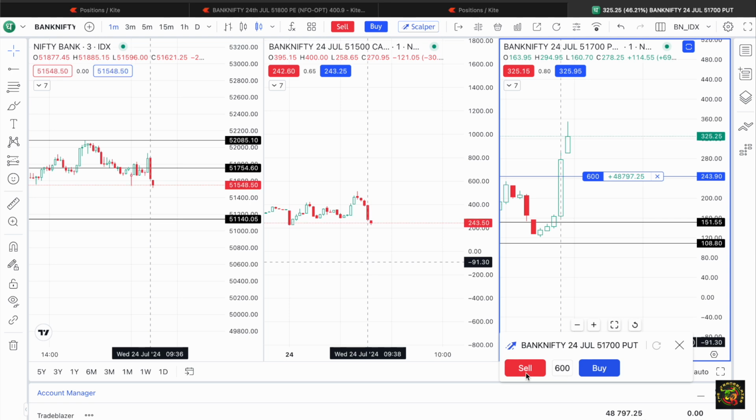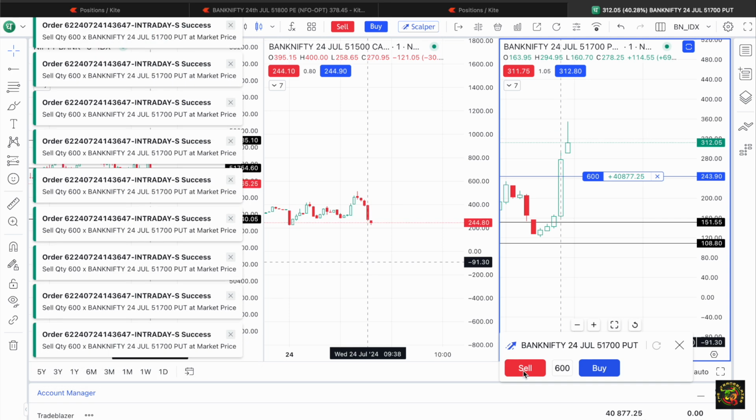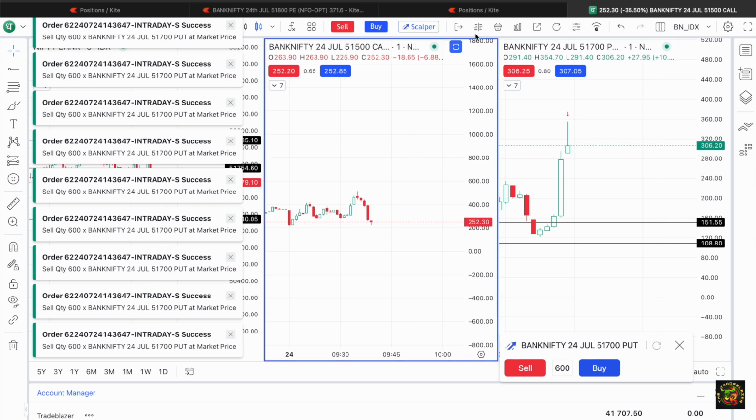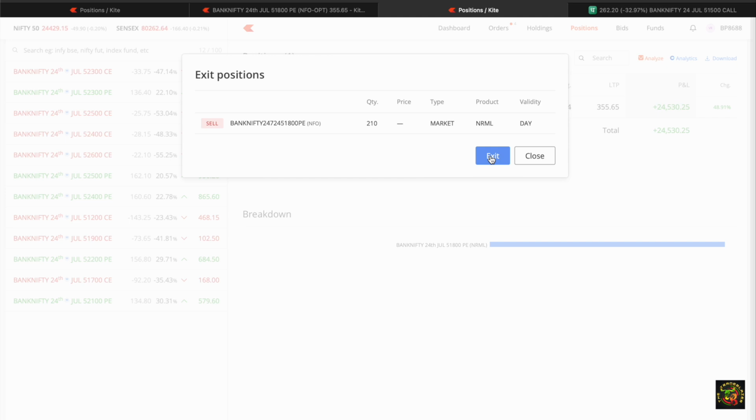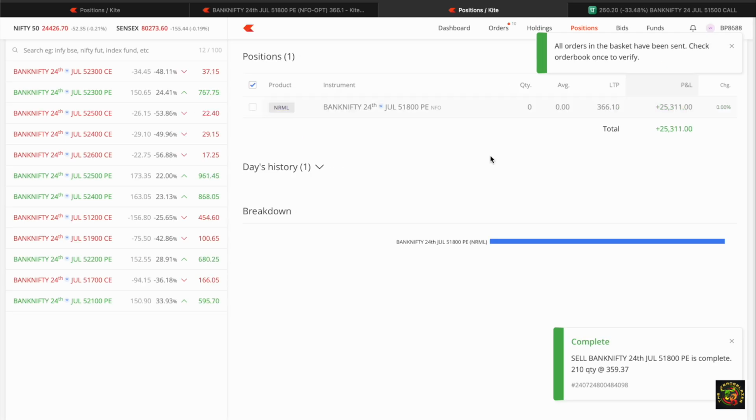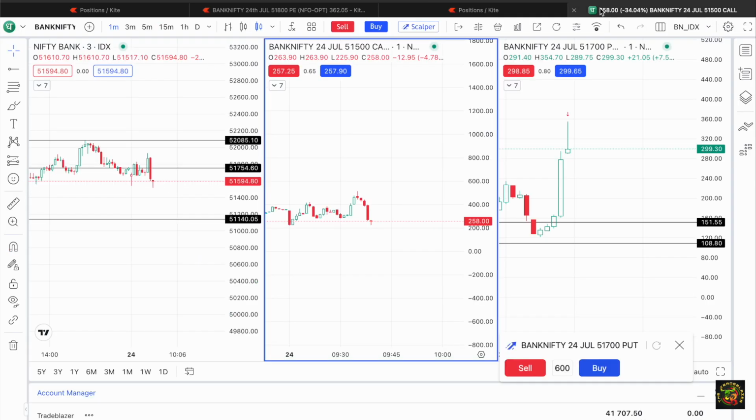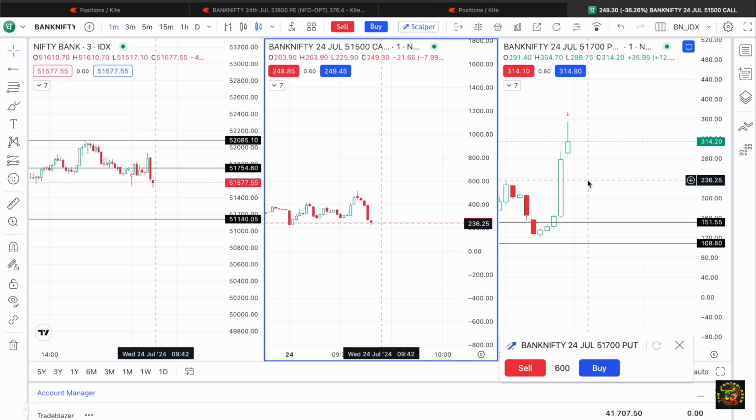We lost some points already. Finally, we closed with 41,700 in Dhan and 25,000 in Zerodha. So overall we made a profit of around 67,000 for the day, guys.